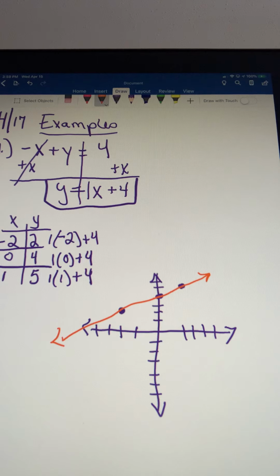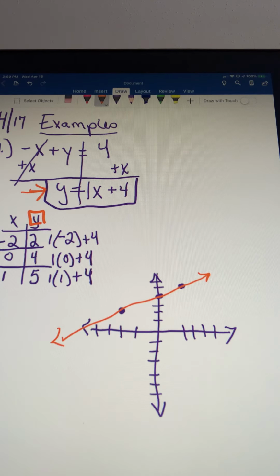So what are you going to be doing in these problems? Step 1, put it in y equals mx plus b. Step 2, find your y values. Then the third step, graph. You have to graph these. Okay, that's example 1. Let's go to example 2.